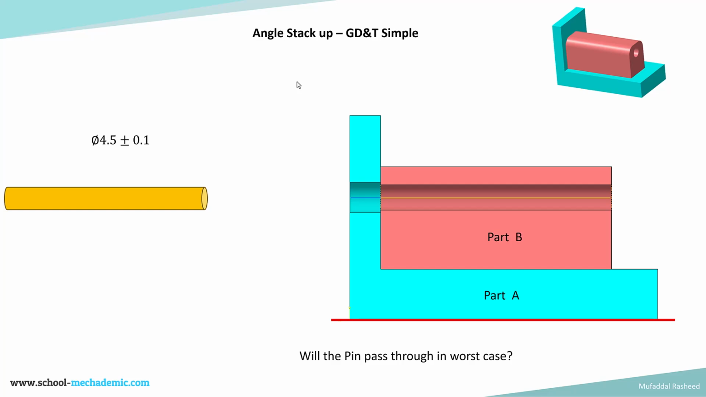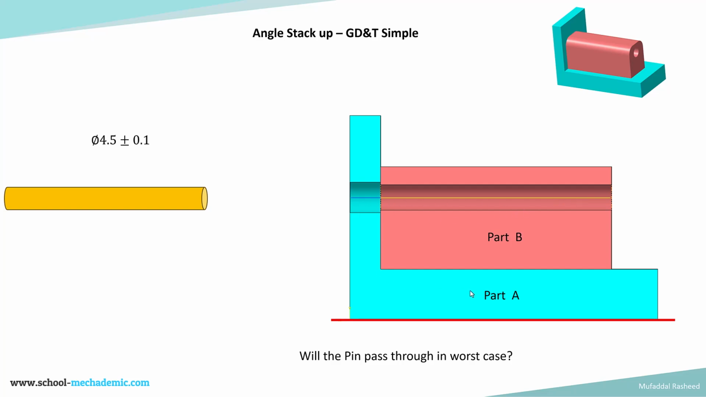And welcome to another video on tolerance stackup analysis. In this video, we'll be dealing with a GD&T based drawing of two parts, part A and part B, which are assembled as shown. And over here, we need to find out whether the pin, which is shown over here with the dimension 4.5 plus or minus 0.1, will be able to pass through the hole on this assembly in the worst case.